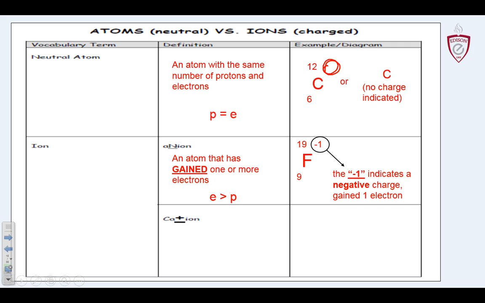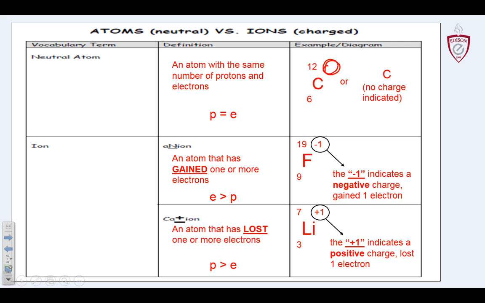Nice. Okay, so let's work on to a cation. A cation is an atom that has lost 1 or more electrons. In this case, the number of protons will be greater than the number of electrons. Here you see that I have a positive charge 1 on the upper right-hand corner of my lithium. That means the +1 indicates a positive charge. I have lost 1 electron, not 2 or 3.